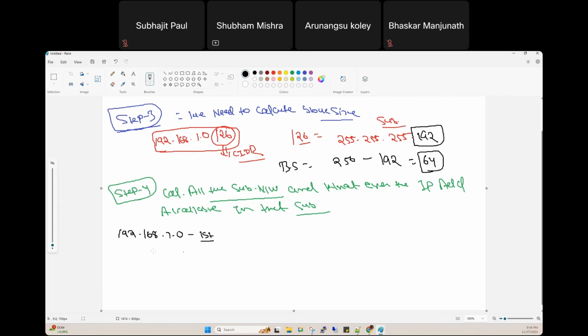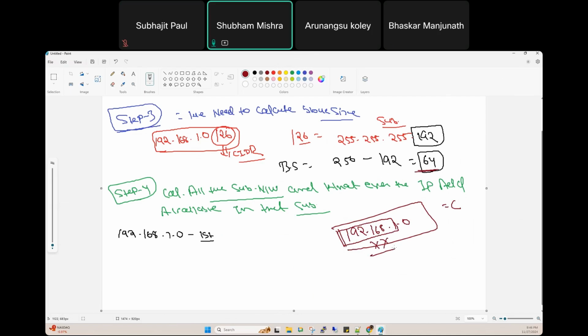Now, how can we calculate subnet number 2? What was the block size? 64. Okay. We are using class A, B, C. Which class address do we have? Class C. 192.168.1.0 is class C. So if this is class C, it means in these 3 octets we can't add anything. We need to add only in the last octet.